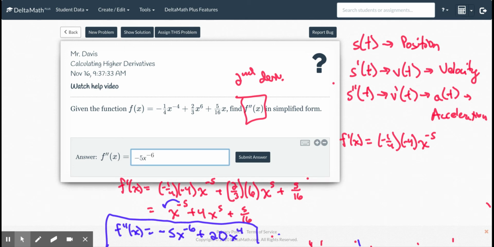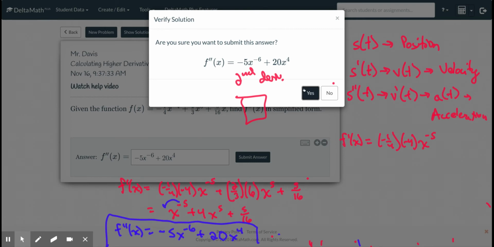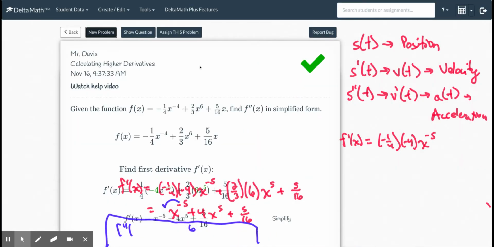If you wanted to do just a little self-check, just make sure all of your exponents are 2 lower. So this was -4, and we ended up with -6. This was 6, and we ended up with 4. This was the first power, so it went to 0, and then it went away. So good little self-check. All right, let's look at a couple more.